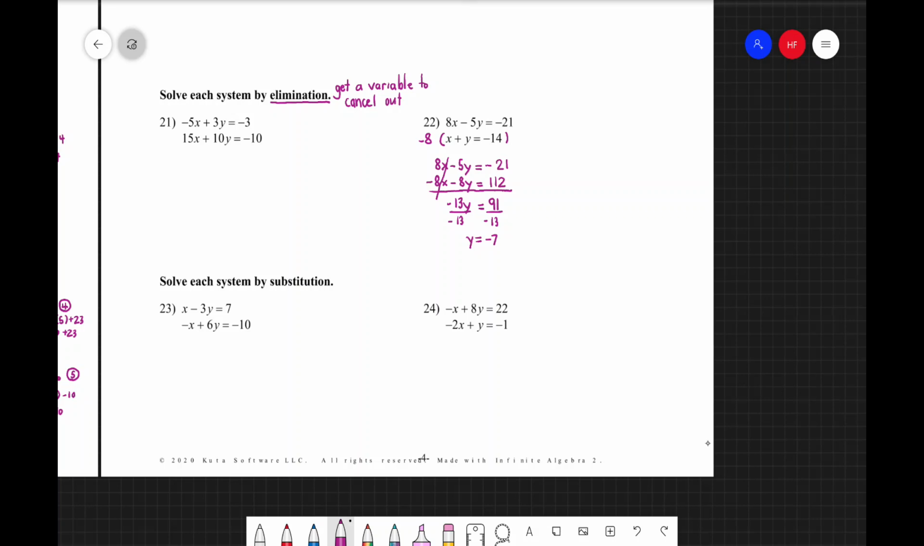And then we'll plug that back into either of the equations. I'm going to use the one with smaller coefficients. So x plus negative 7 equals negative 14. So x minus 7 equals negative 14. Add 7 to both sides, and x equals negative 7. So my point of intersection, my solution, is negative 7, negative 7.